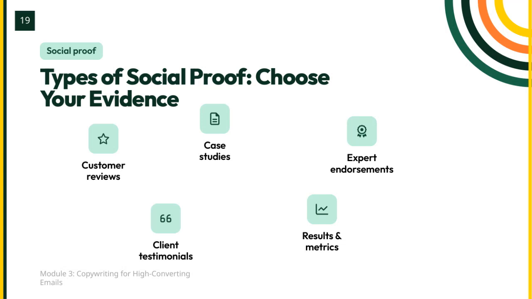Here, we're focusing on the different types of social proof that can help boost the effectiveness of your email copywriting. Social proof is essential because it builds trust and credibility with your audience. Customer reviews and client testimonials offer direct feedback from users, showing real experiences and satisfaction. Case studies provide in-depth stories that highlight how your product or service has solved specific problems, giving concrete examples. Expert endorsements add authority by featuring recommendations from recognized professionals. Results and metrics demonstrate tangible success, which can be very persuasive. Altogether, choosing the right type of social proof allows you to tailor your message and significantly increase your email conversion rates.